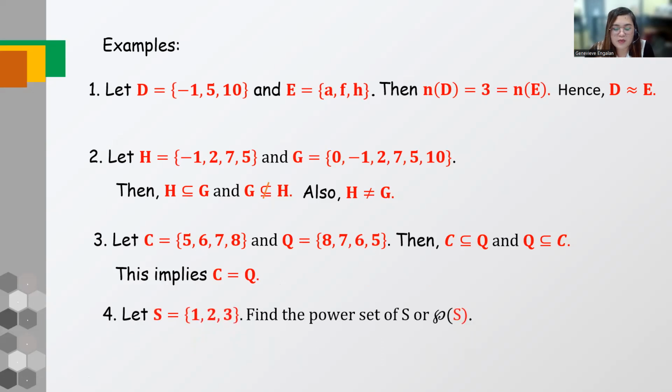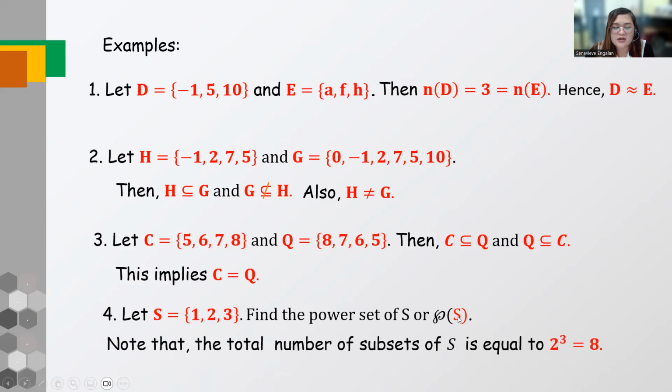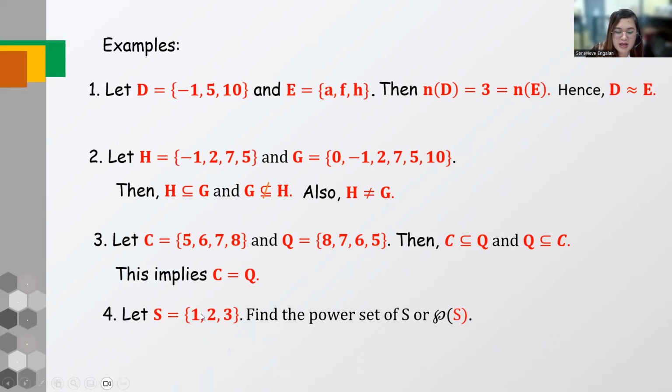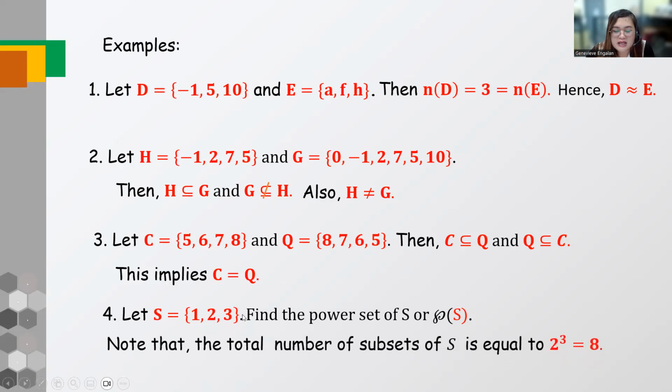So let's find the power set of S. So power set sa S. Note that ang atong S, ang sulod, 1, 2, 3. So ang cardinality niya is 3. So you have 2 to the 3 or 2 cube. So pasabot ana 2 times 2 times 2, dili 6 ha, 8. So you have 2 times 2, 4 times 2, 8. So there are 8 elements of the power set of S.